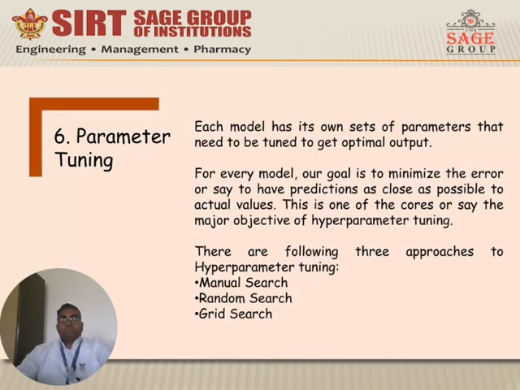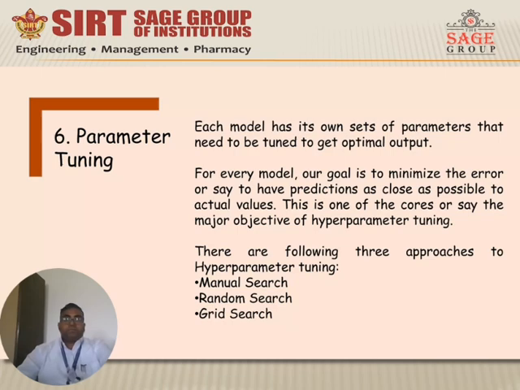Now, once you have got that particular model, the next step is performance tuning. Each model has its own set of features or parameters that need to be tuned to get optimal output. For every model, your goal is to minimize the error, or say outliers, so that the prediction is as close as possible to the accurate values. To get accurate values, we have different approaches. One of the core, major objectives is hyperparameter tuning.